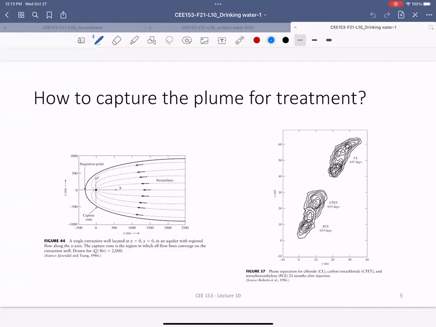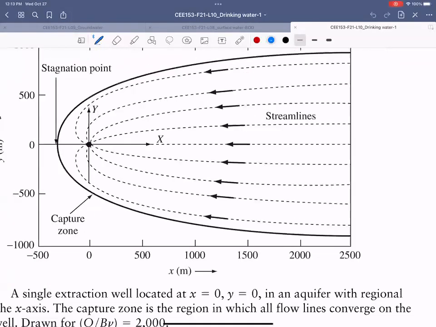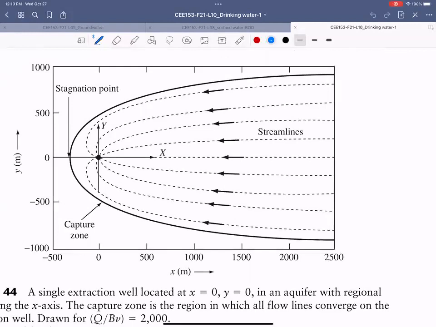is the extraction well. So imagine groundwater is moving in these directions. Hold on. Okay, 1 second. You see that screen? Okay.